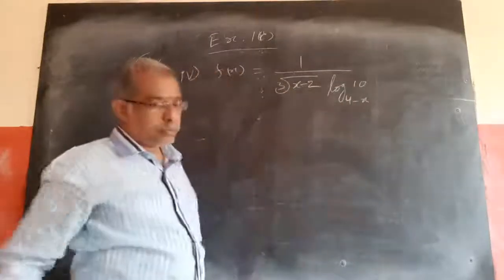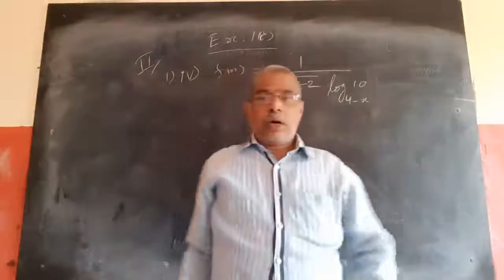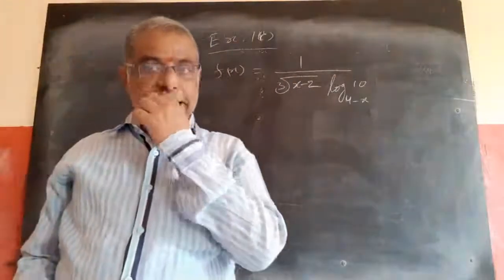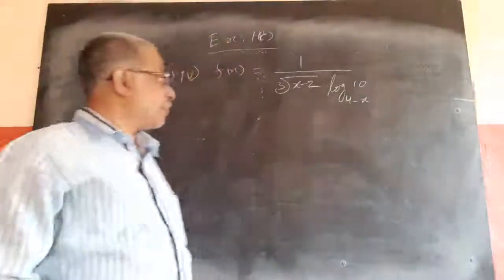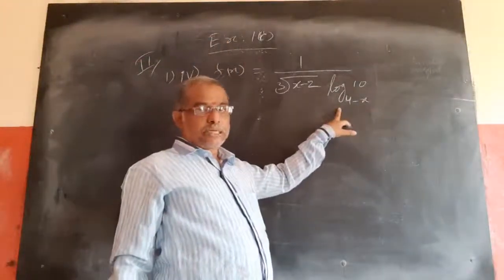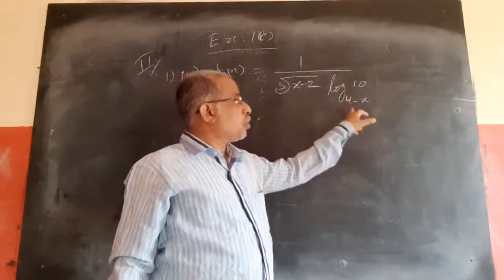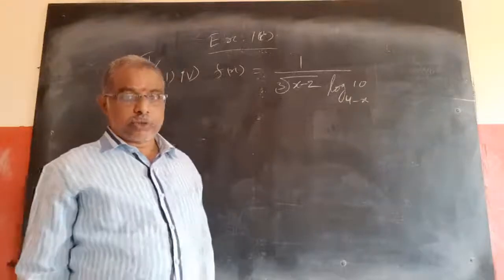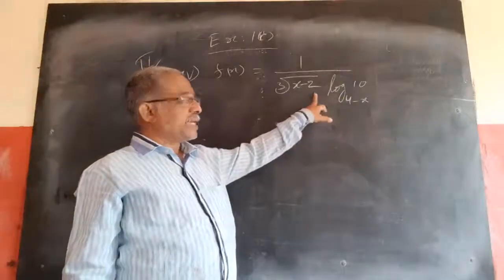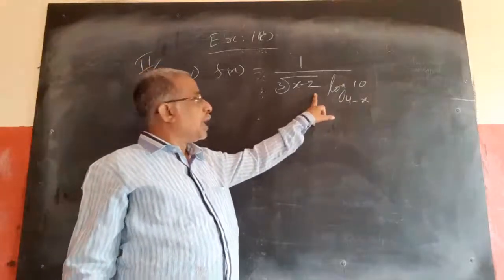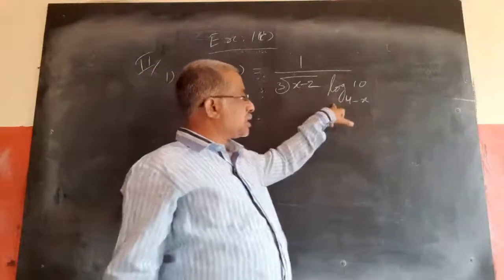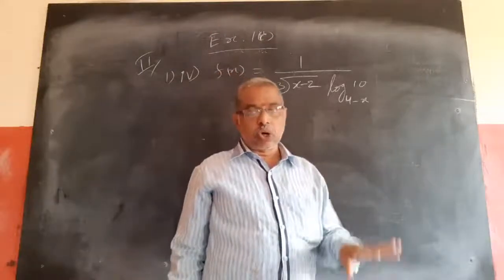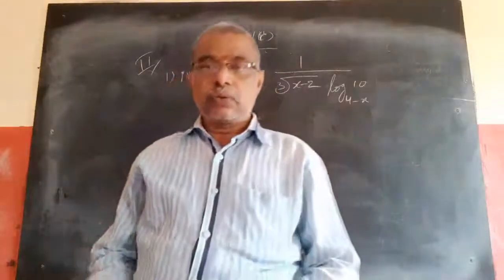Now, how can you find the domain of this function? There are three cases. What are they? Number one, log is defined only for positive values, so 4 minus x must be greater than 0. Second, the denominator should not be 0, so x minus 2 not equal to 0. And log 1 is 0, so 4 minus x not equal to 1. All these three cases we have to do.